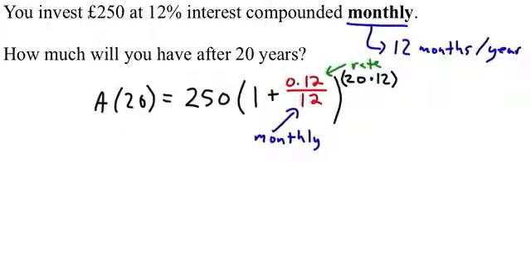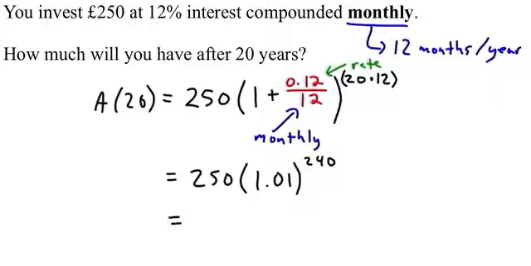And then we can simplify this, obviously, and we would get that this is 250 times 1.01, if we simplify that, to the power of 240. Right? So that's the amount that we're actually going to calculate when we do this. And then it's just a matter of plugging it into your calculator. And if you plug it in, you're going to see that you end up with a value of 2,723.14.